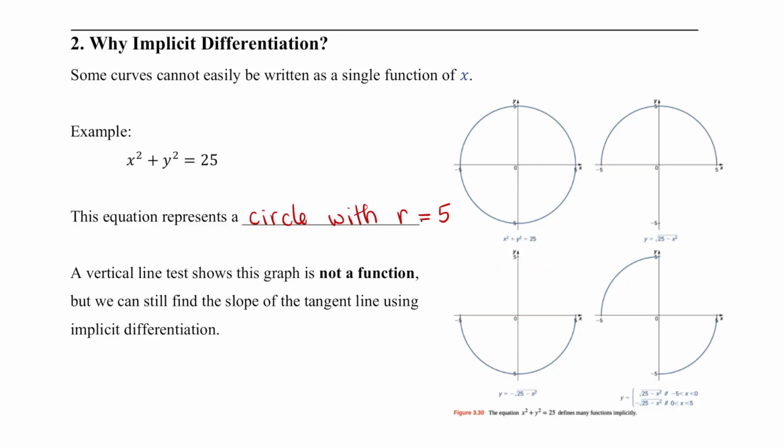Even though it's not a function, we still want to find things like the slope of a tangent line. And that's where implicit differentiation comes in. Instead of solving for y first, we can work directly with the original equation and still find derivatives. So in the next part, we'll learn exactly how to take derivatives of these implicit equations step by step.